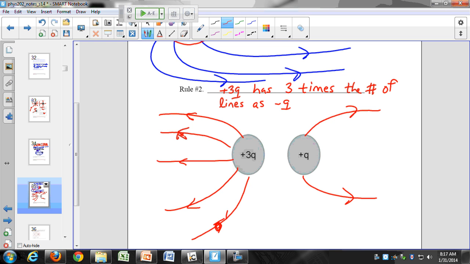Oop, that's wrong direction. Like that. These are just a tool. It's just something to help you imagine what the field looks like. So in reality, there are an infinite number of field lines. Well, not an infinite number.